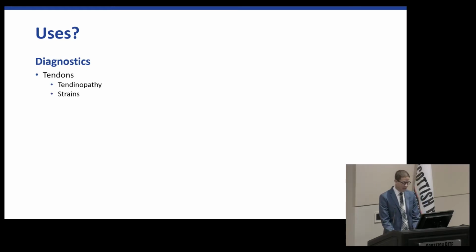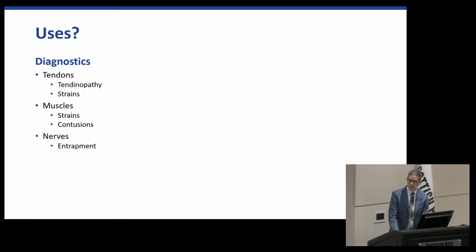So let's talk a little bit about some of the uses of ultrasound and some of the things that it can see and maybe what it can't see as well. So for diagnostic purposes, you can see tendons pretty well. So you can evaluate for tendinopathy, you can evaluate for strains. If there's a tendon tear, you can see all of those pretty well with an ultrasound. How about muscles? Muscles you can see pretty well as well. You see strains, you see contusions. Also, if there's muscle tears, you can see those with ultrasound.